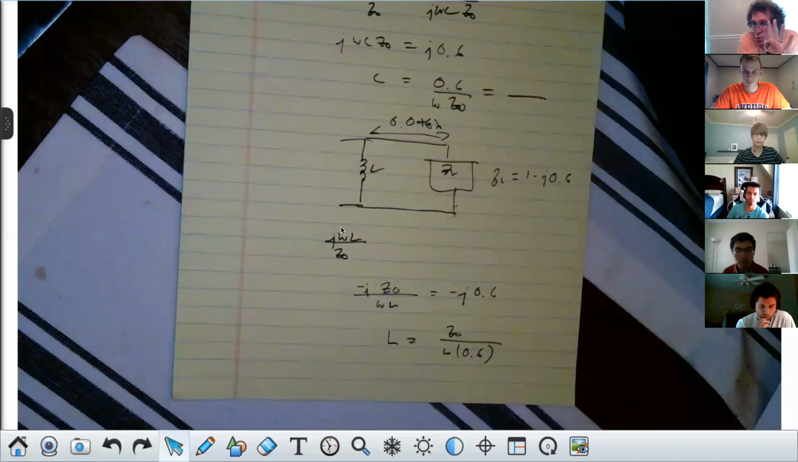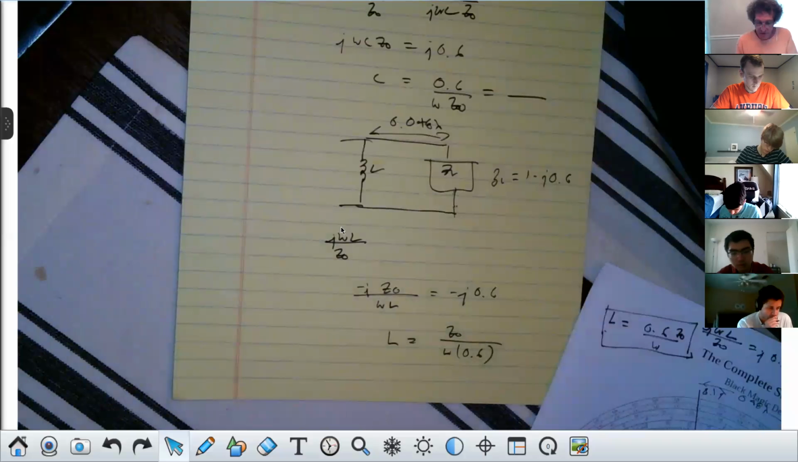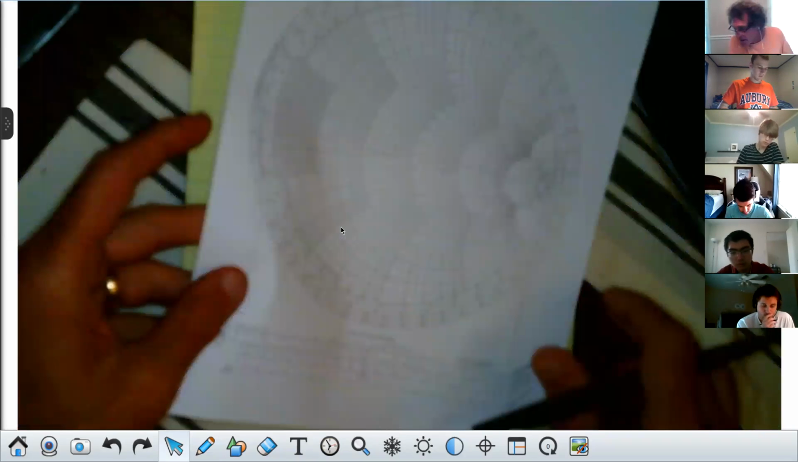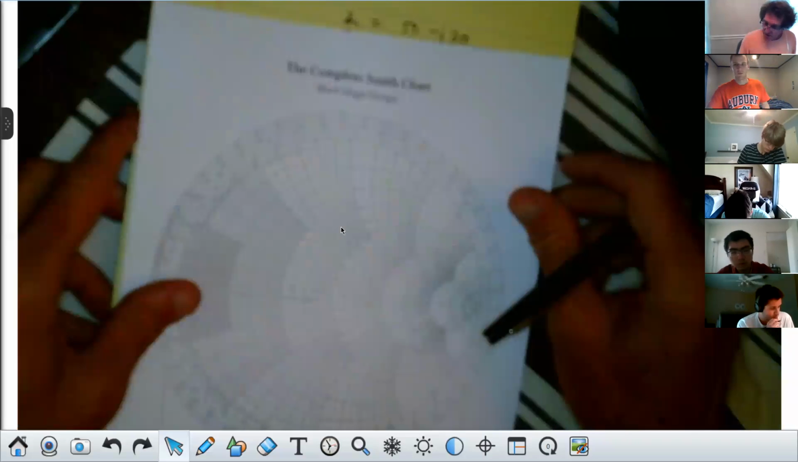Now we're going to do it with stubs, and the stubs will simply replace the elements. If they're in parallel, they're going to act like either the inductor or the capacitor in parallel. So I'm going to get a fresh Smith chart to do them with the stub. And I'm going to use the same values. I know the load I had was 1 minus j0.6. So let me just draw that out there right now.